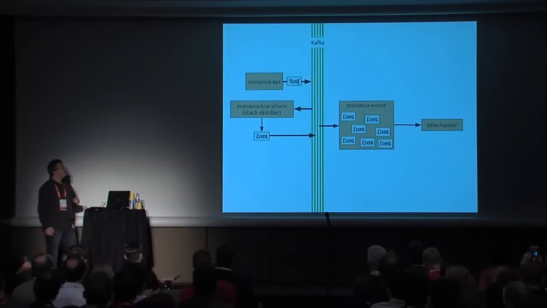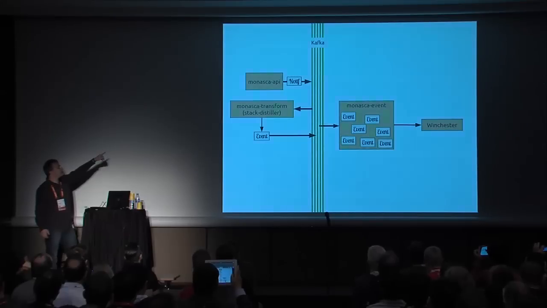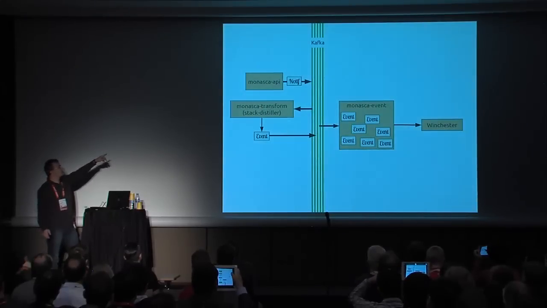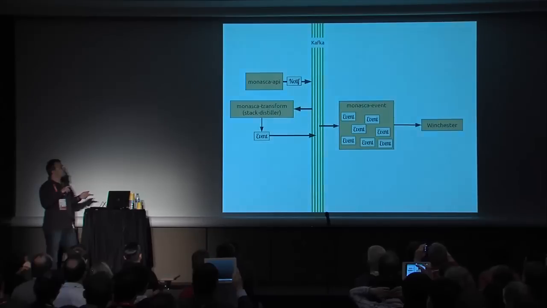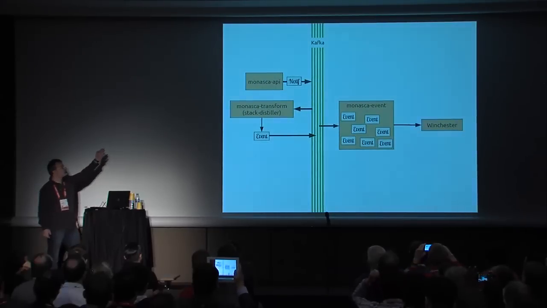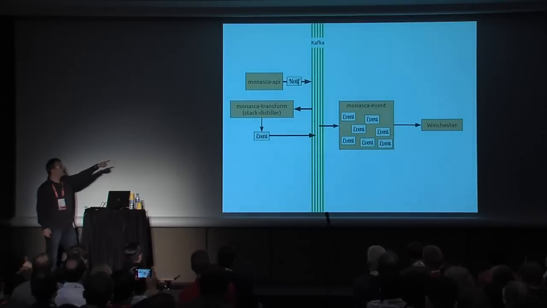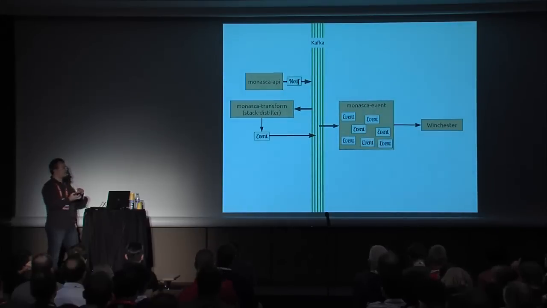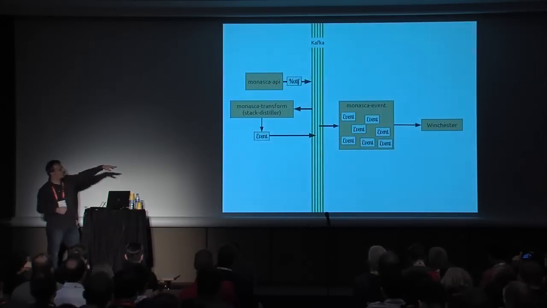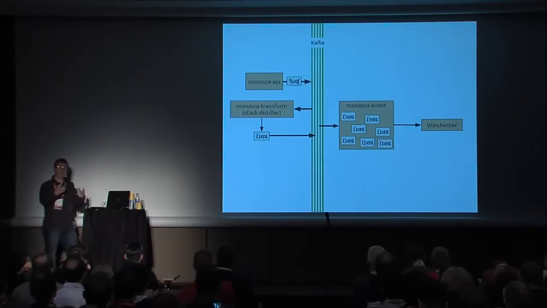So for our Monasca integration, what Roland's team has done is they've created Monasca API, and Tong has rewritten the API from Java into Python. So we've got a Python API that takes these notifications and stuffs it onto a Kafka queue. And then the Monasca Transform service uses Stack Distiller, takes it off the Kafka queue, reduces it down to an event, puts it back on the queue, and then there's all these Monasca event workers that take those and feed them into Winchester. So you can see how you can use StackTach on its own, or you can take it and integrate it in your own environment, just choose the pieces that you want.